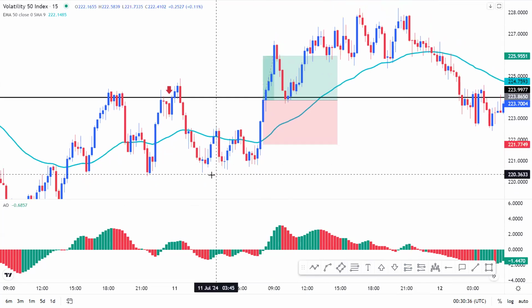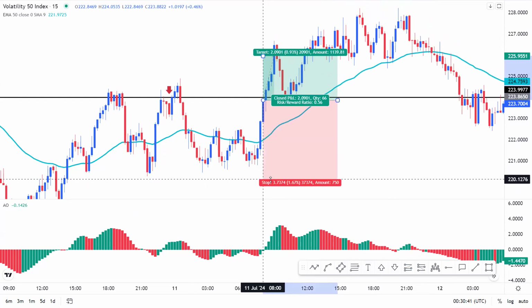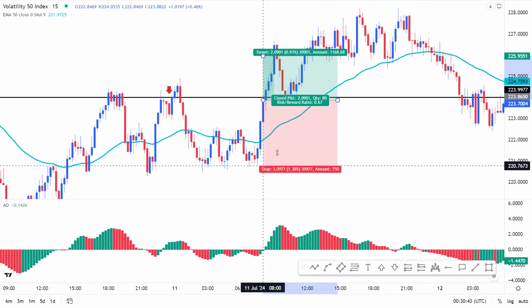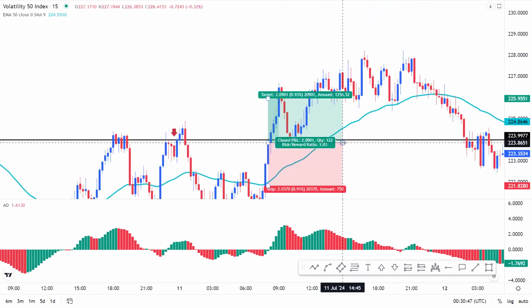Usually, we would want to have our stop loss at these lows right here, but that would give us a rather too big stop loss. So we're always looking to target a 1 to 2 risk to reward.